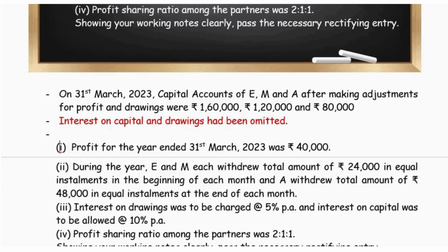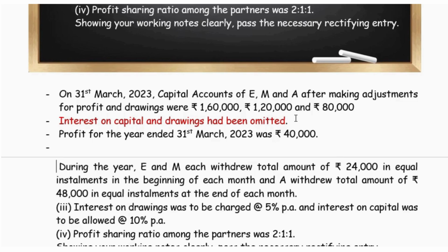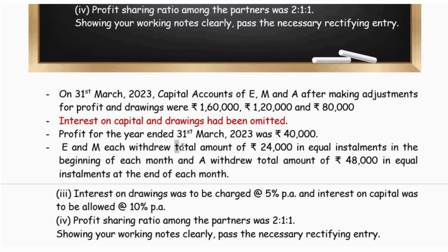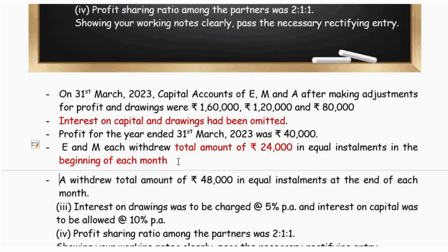Then the profit for the year was given as 40,000, and during the year the drawings made by the two partners E and M were a total amount of, you have to read the question carefully, the total amount in equal installments at the beginning of each month. Here they have not withdrawn the money every month; they have withdrawn the money in equal installments at the beginning of each month, but the amount given is for the total year. You have to read the question, else you will be multiplying this 24,000 by 12 months.